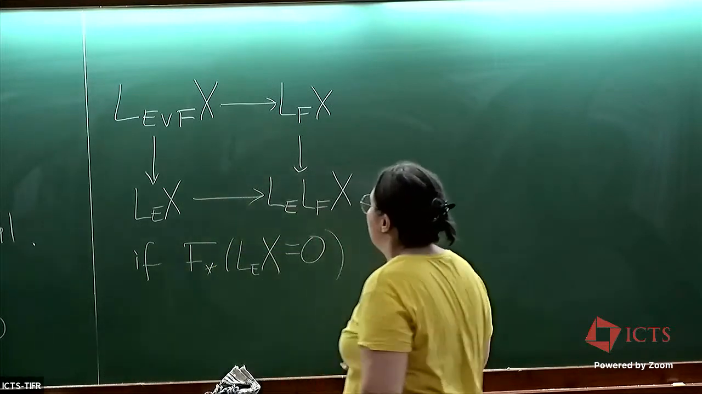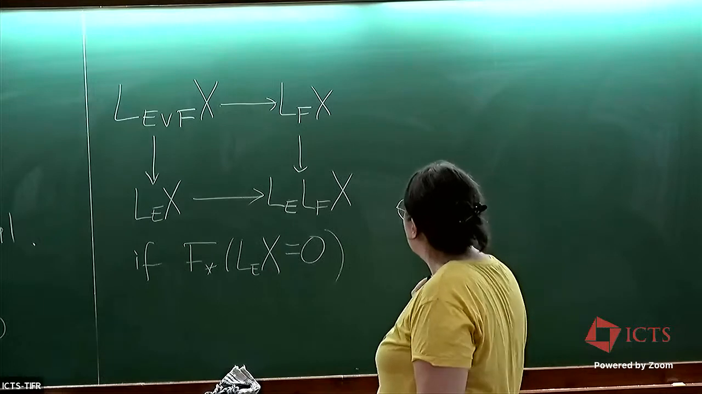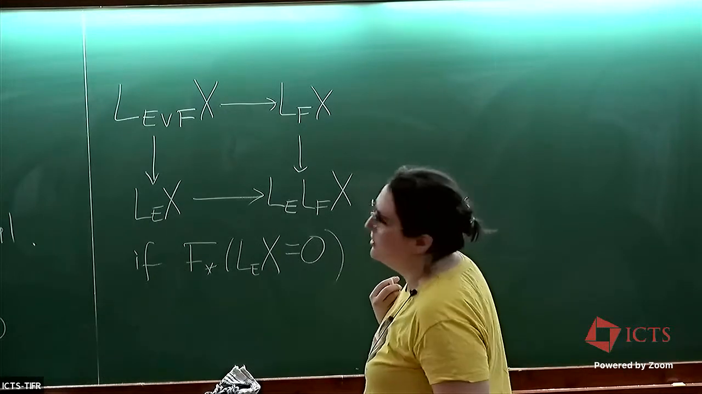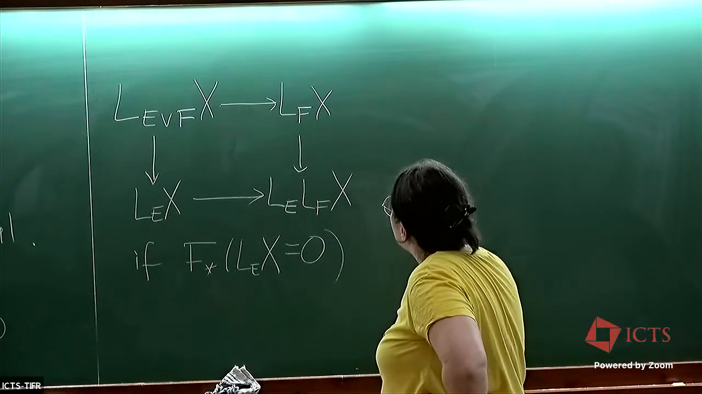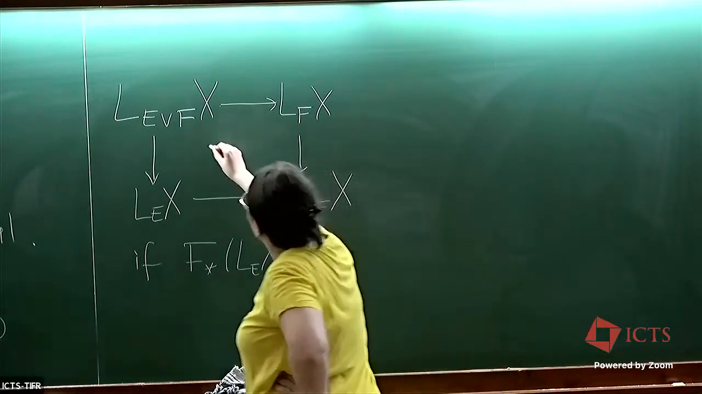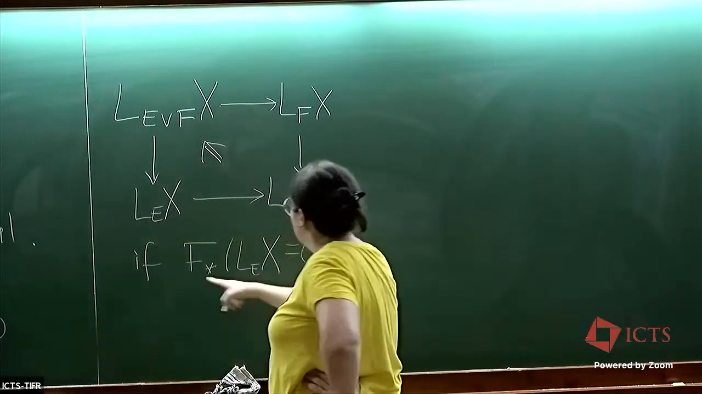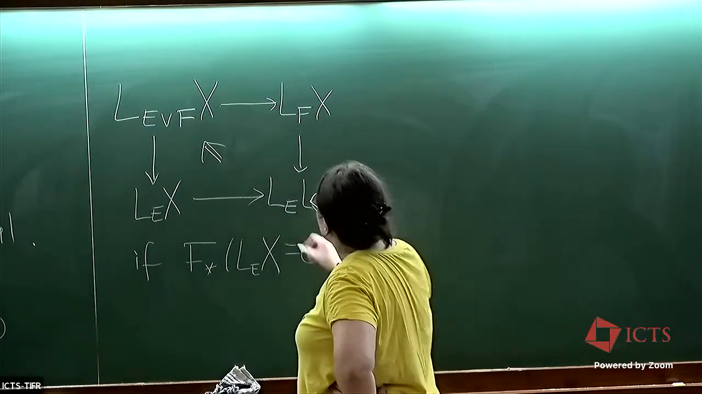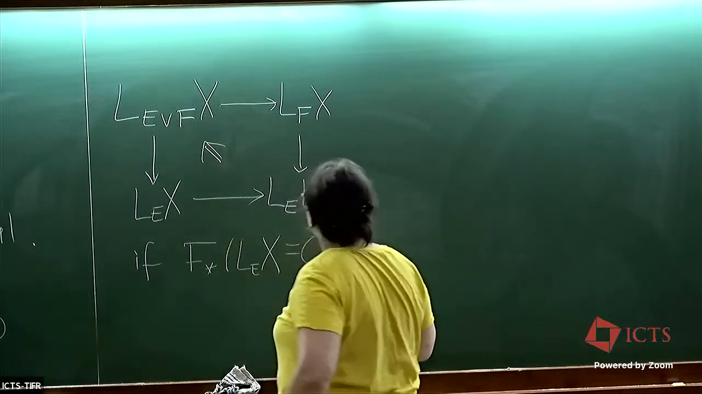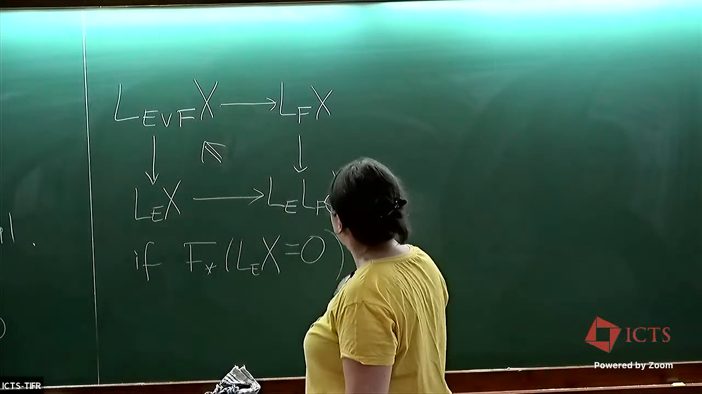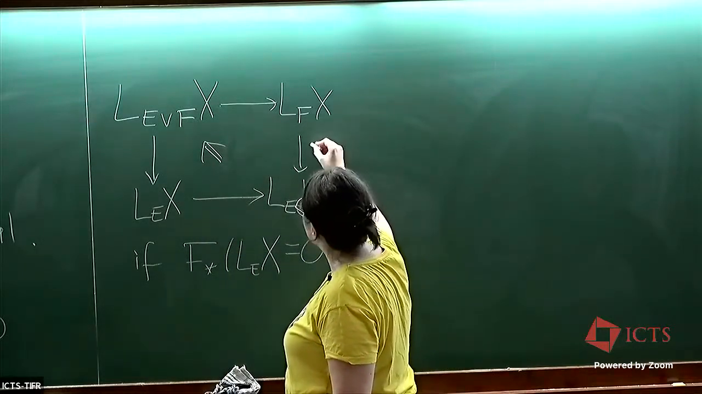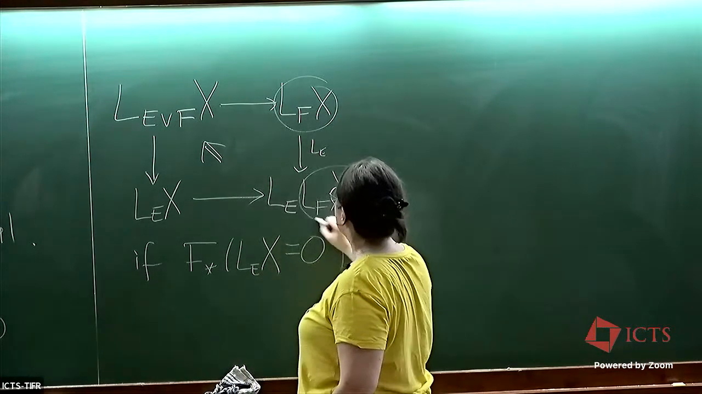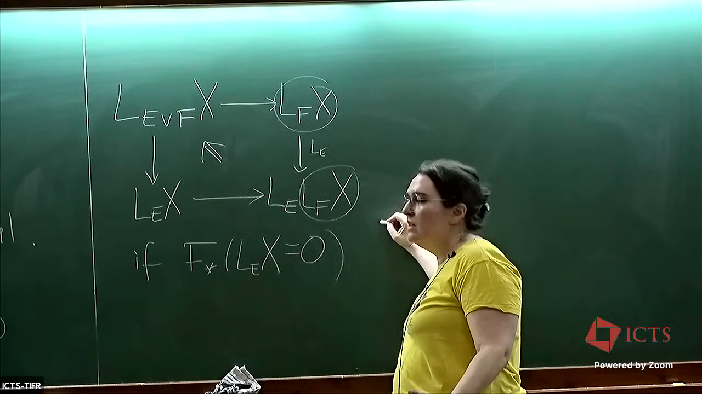So that could be a lemma. If you have such a situation, then we get a pullback. And so what are these maps here? Here, this is just E-localization. So you take something and E-localize it.